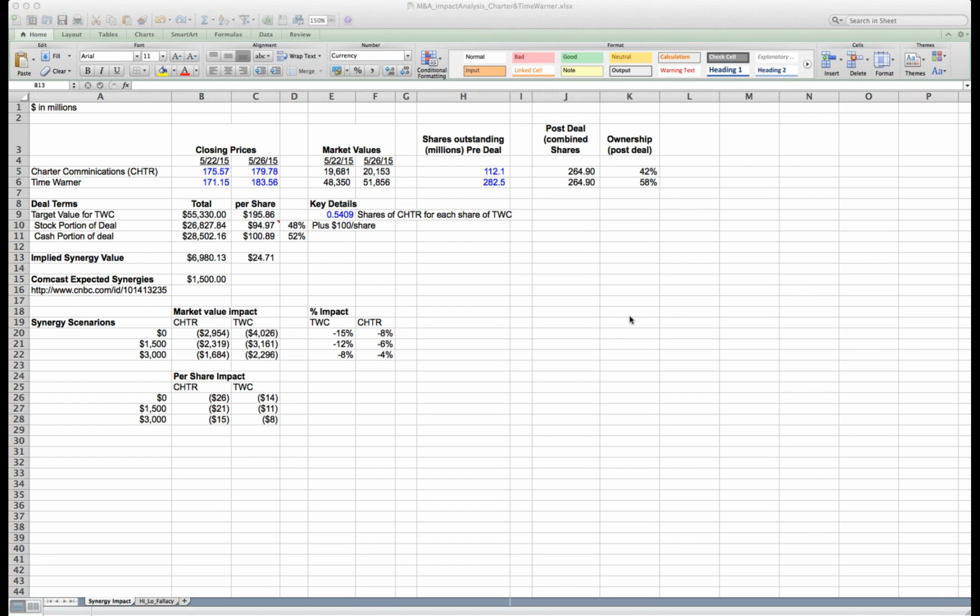So today, I really want to focus on going through the M&A impact analysis and how to think about mergers and acquisitions. And I've got a model here.